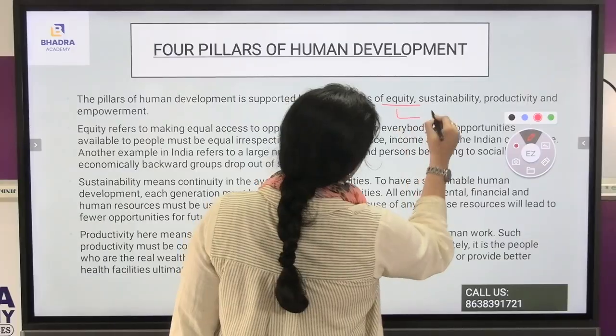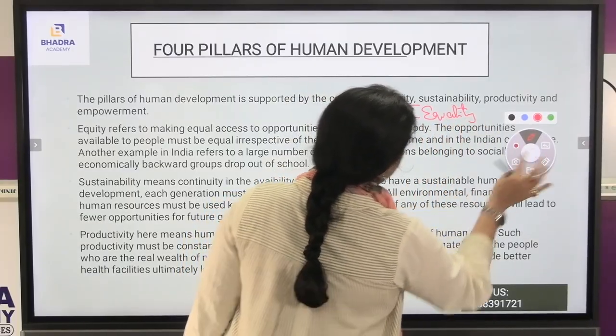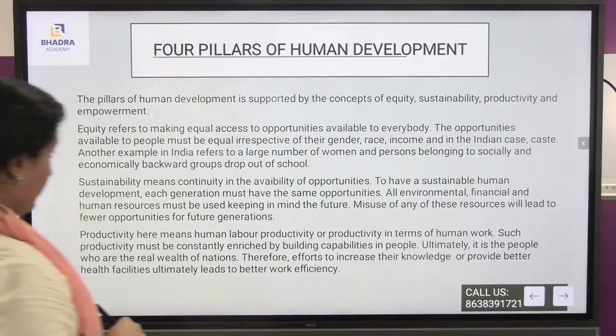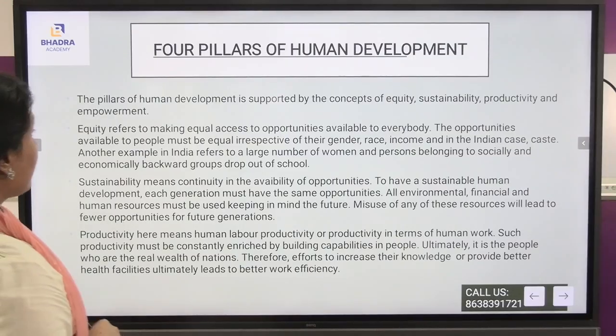Equity can be termed as equality as well, but we will be knowing equity. Equity refers to making equal access to opportunities available to everybody. The opportunities available to people must be equal irrespective of their gender, race, income, and in the Indian case, caste.